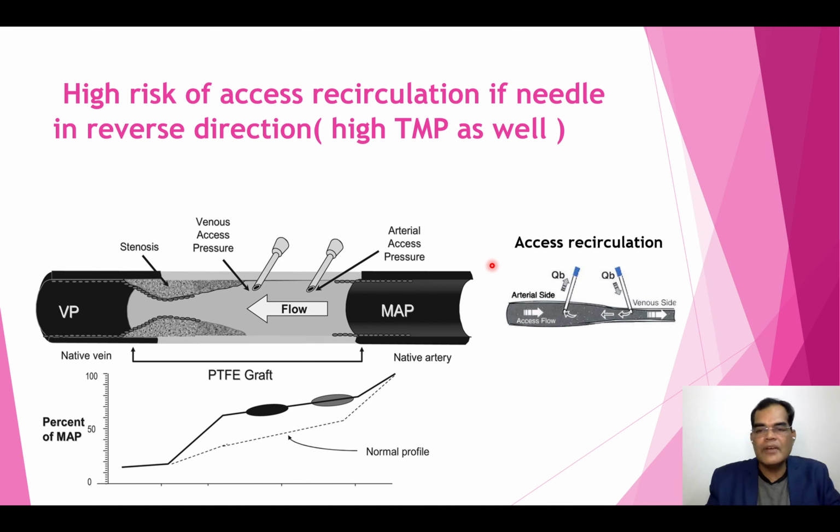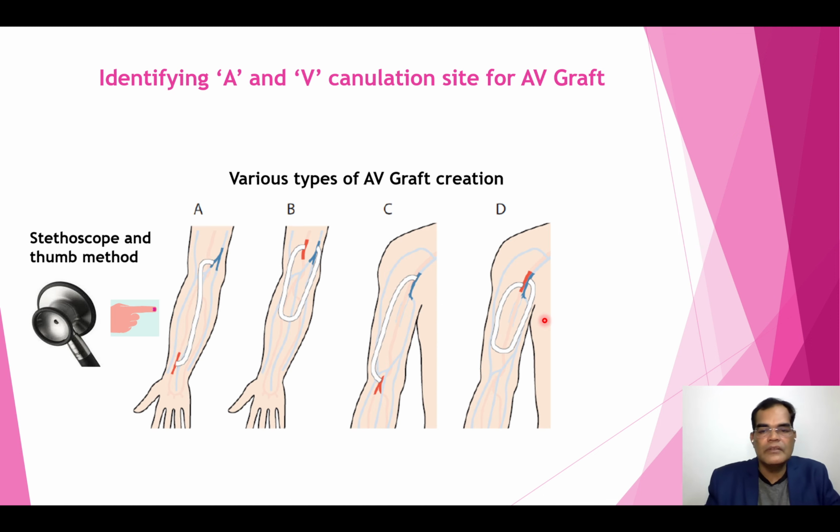So there are very simple techniques to analyze or understand where can we needle for A and where can we needle for V. So once you understand that, the recirculation can be minimized to the larger extent. So let's see how this can be assessed. So it's very simple. These are the 4 different methods of graft creation. It's a straight one from here to here. Another one is a curved one extended from here to here. And another one is here to here, again a straight and curved.